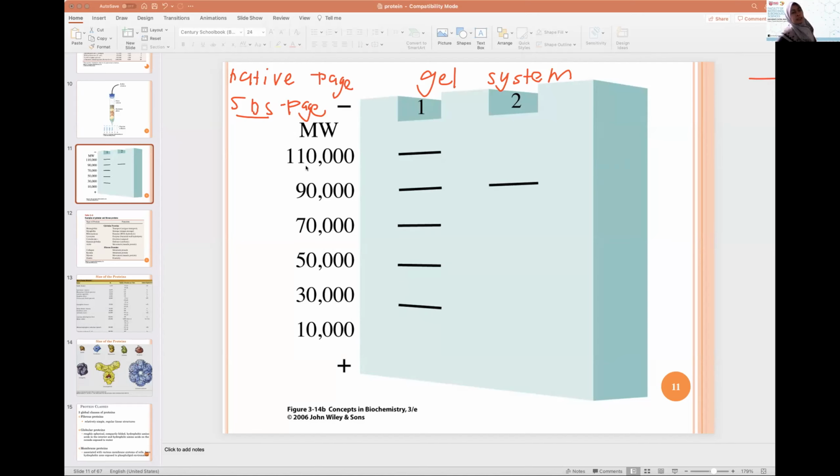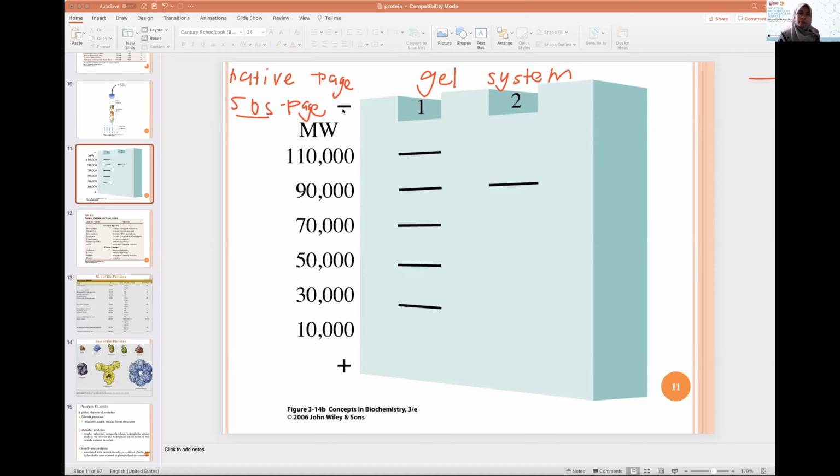The biggest size here will be 110 kilodalton, or 110,000 dalton, and then 90,000 dalton, 70,000 dalton. Normally we don't label like this, we call it 90 kilodalton, 70 kilodalton, 50 kilodalton. We don't write the 000.